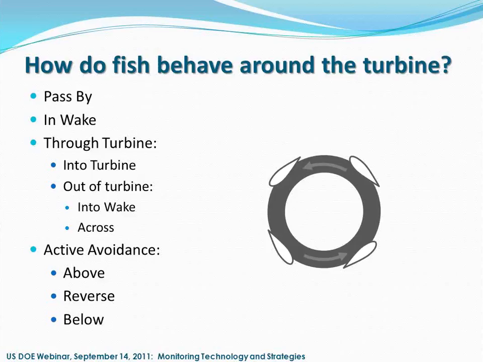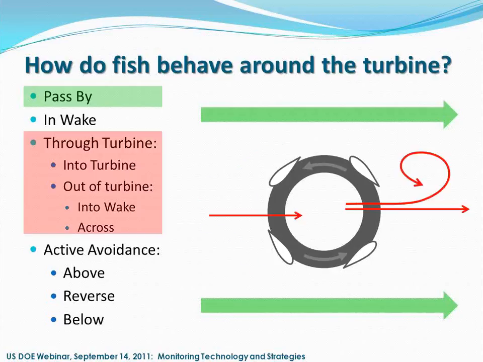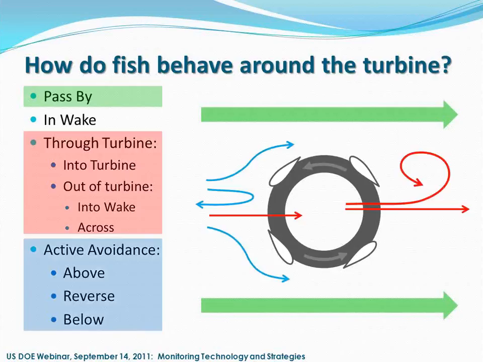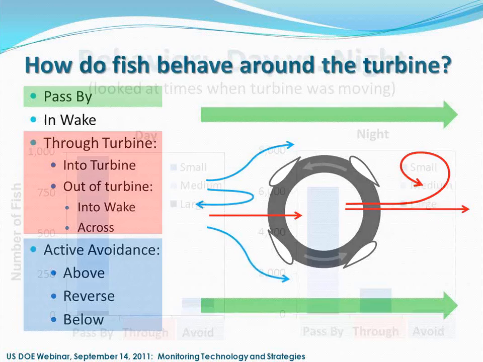Our question was then, how do they behave around the turbine? And if you actually click 3 times through this, we had 3 different behaviors that we classified. Passing by, indicated by the green arrows, going through the device, the red arrows, and then actively avoiding the device as the blue arrows. If you go to the next slide.